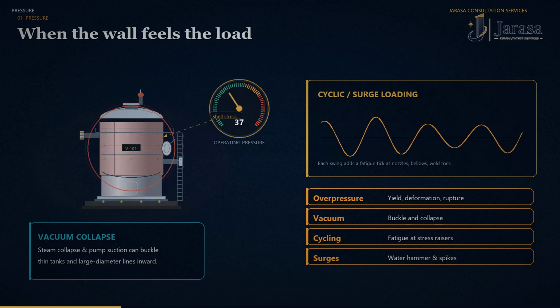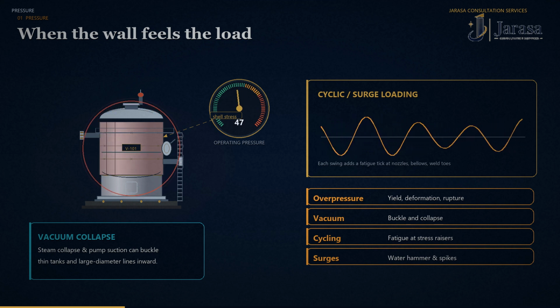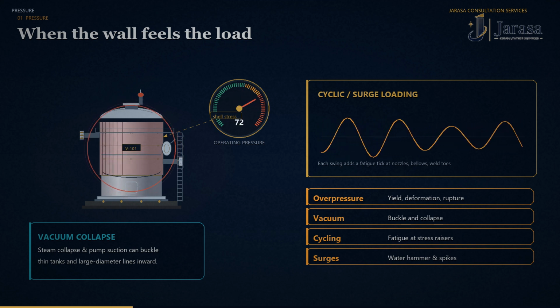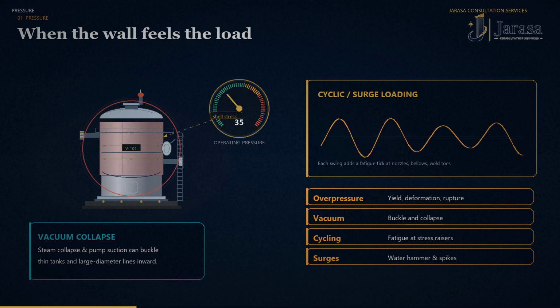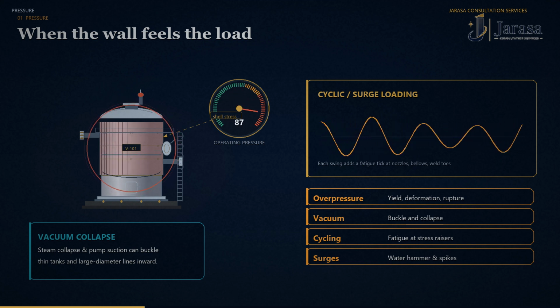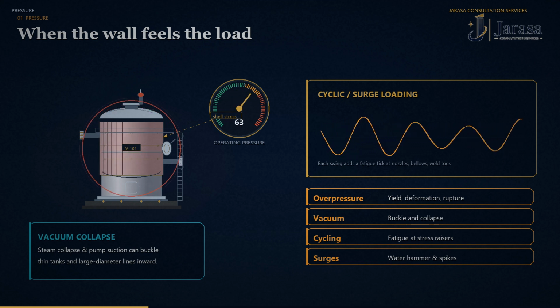And then there's cycling. Every startup, every swing, every water hammer or surge event puts another fatigue tick on nozzles, bellows, and weld toes. In practice, we don't just ask, "What's the design pressure?" We ask how often we push it, and how fast the spikes arrive.